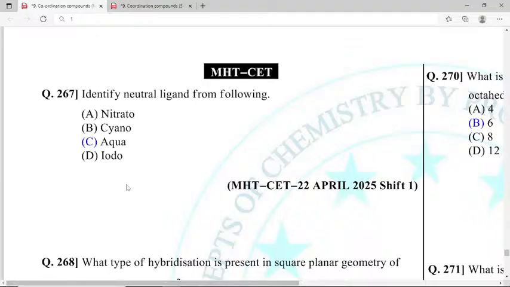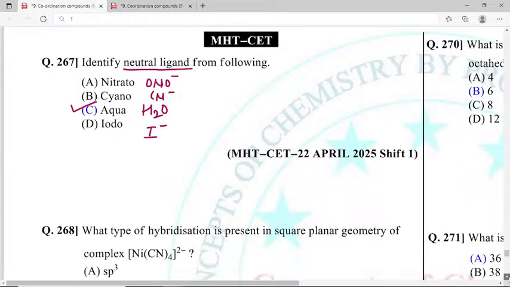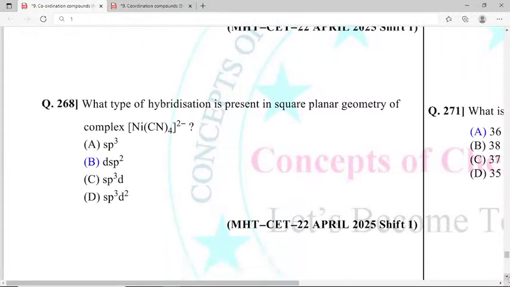Identify neutral ligand. So what is the neutral ligand here? Aqua. Aqua stands for water. Water is a neutral ligand. Nitrito ONO minus, cyano CN minus, iodo I minus. The remaining are negatively charged, anionic ligands.